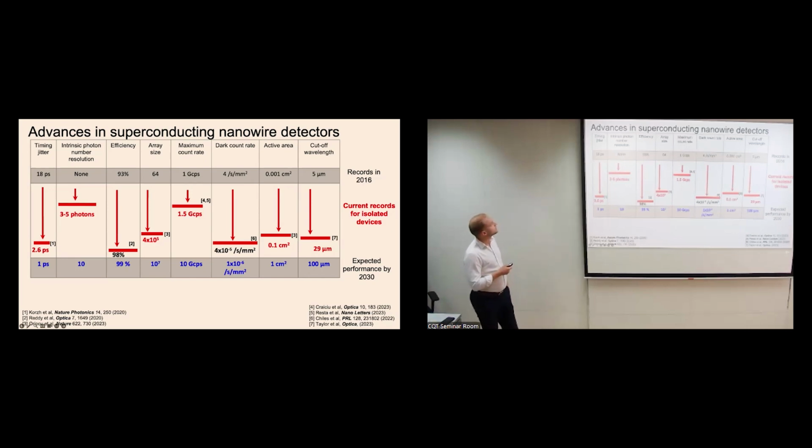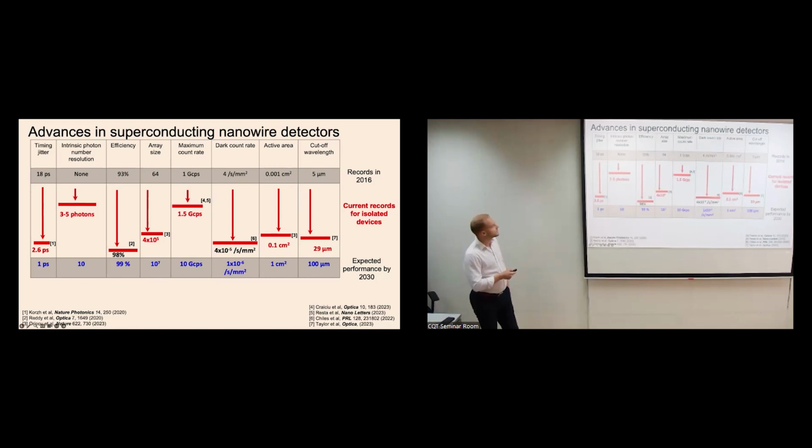What's made these detectors very attractive for a lot of applications are the advances that have been made in the last 10 years. This is a table of the key metrics: for example, the timing resolution, intrinsic photon number resolution, efficiency, array sizes, etc. As you can see, for the array size, 10 years ago we were on the order of tens of pixels. Now we've actually reached 100,000.